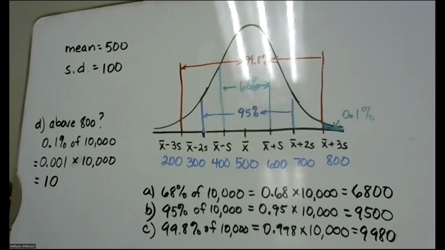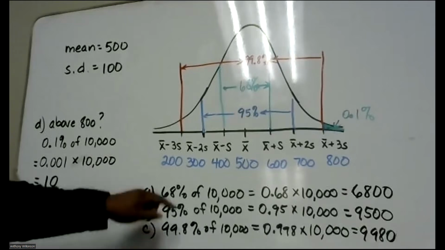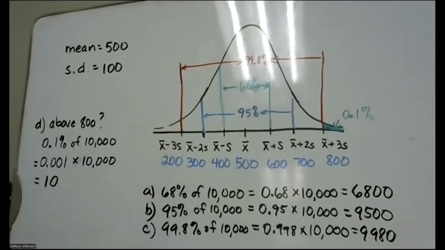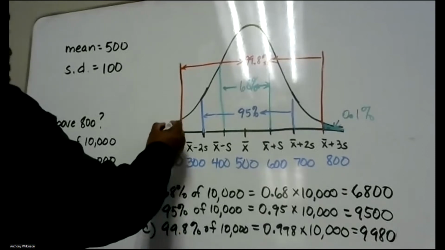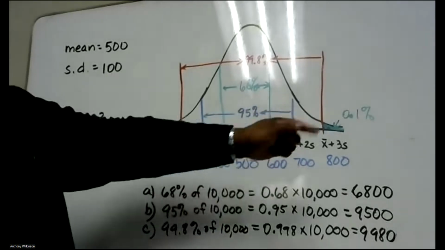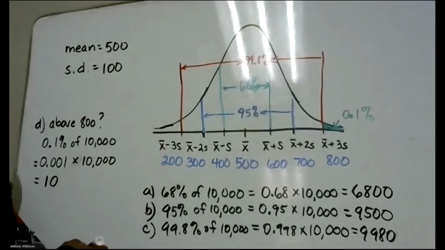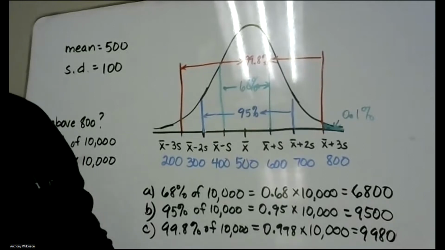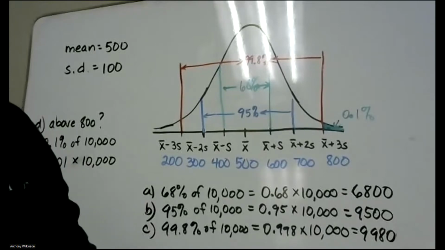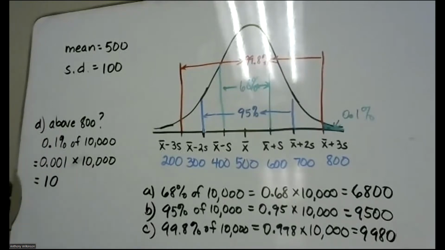And how many scored below 200? Just this space right here. How many scored below 200? Also 10, because if that's 0.1%, right here is also 0.1% as well. And 0.1% of 10,000, of course, is 10. All right, questions on the normal distribution and how to deal with what they call the empirical rule in statistics for the number of standard deviations.